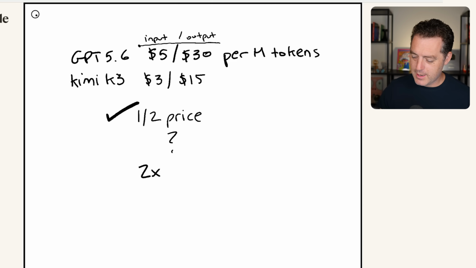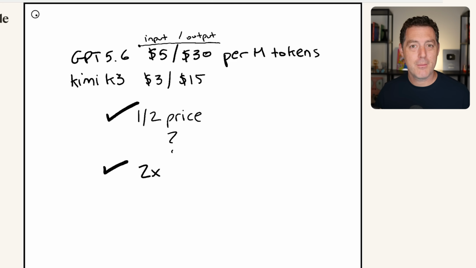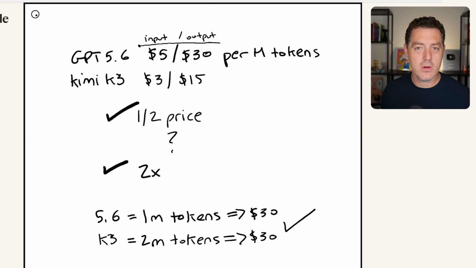And because it's half price plus takes twice as many tokens, that is effectively the same price overall to accomplish a task. So let's say 5.6 takes 1 million tokens to solve a task. That's $30. And Kimi K3 to solve that same exact task takes 2 million tokens. That's also $30. And this intelligence density is extremely important. How much intelligence are you squeezing into that individual token? And right now, at least from what I've seen and in my opinion, OpenAI and ChatGPT are number one for token density.